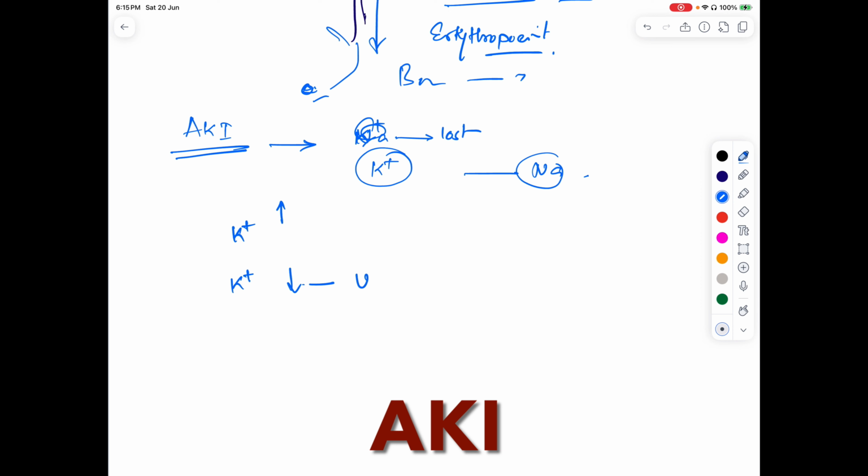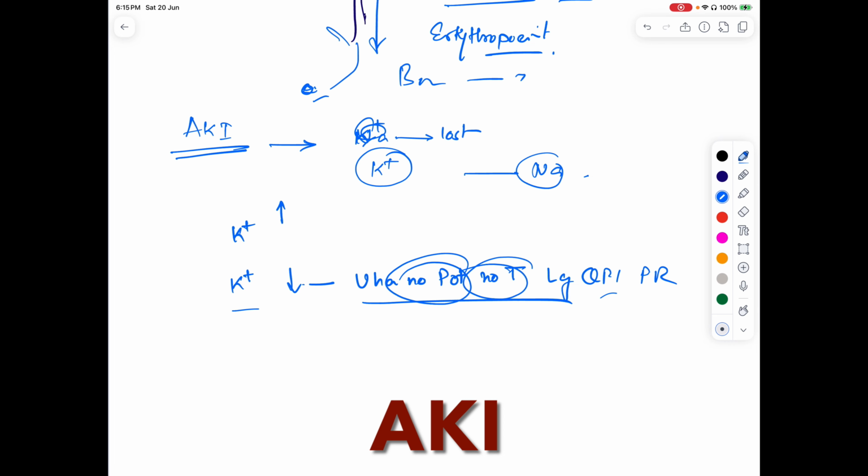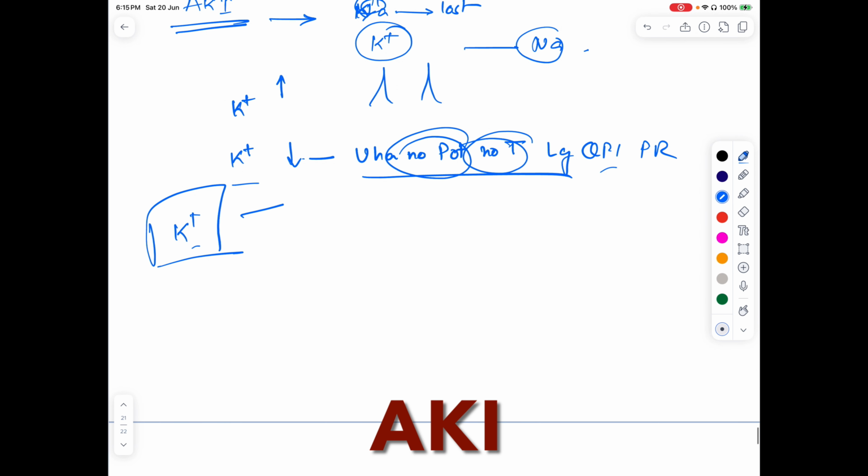So in hypokalemia, you have no T but long QRS and long PR. No potassium, no T. And peaked T waves are the typical feature of hyperkalemia and prolonged QRS. Then functions of potassium. What does potassium do in the body? So it has got electrolyte balance, intracellular, extracellular.